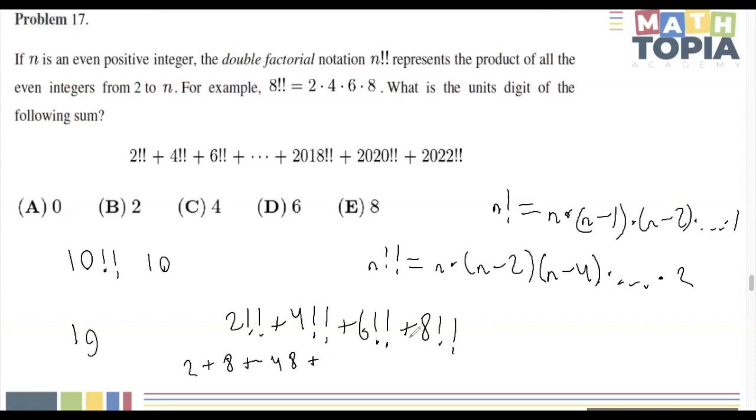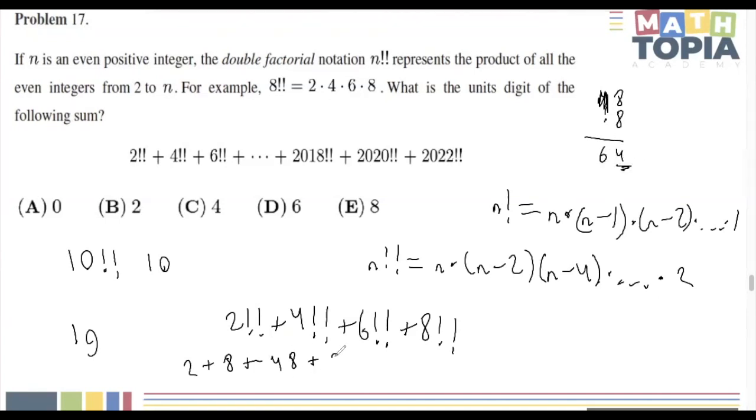And 8 double factorial, which is going to be a bit of a big number, but it's not that big of a deal to multiply. It's going to be 48 times 8. And we can take a shortcut. Since we're only looking for the units digit, we don't care about this 4. We can just find the units digit. This is 64, so the units digit is just 4.